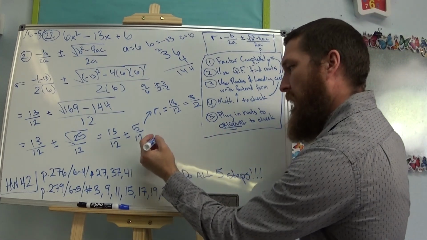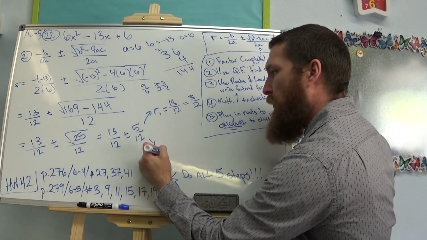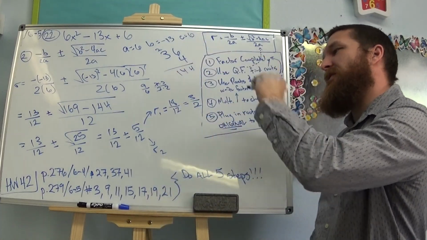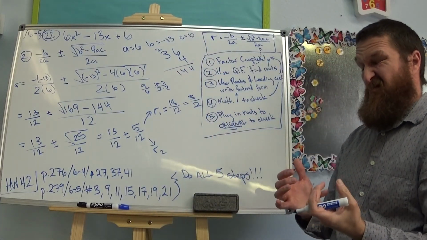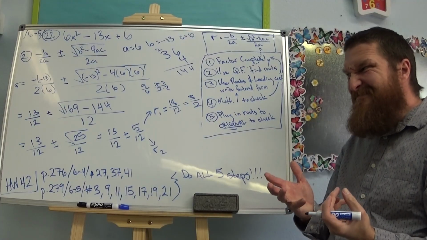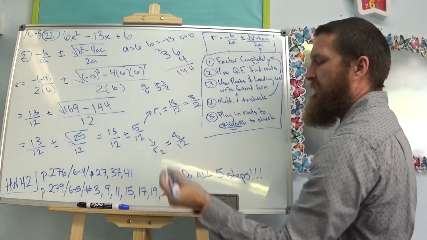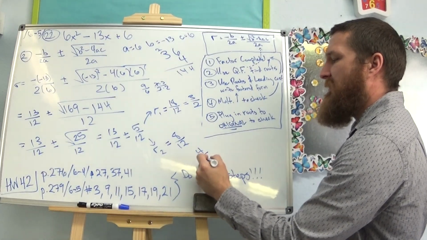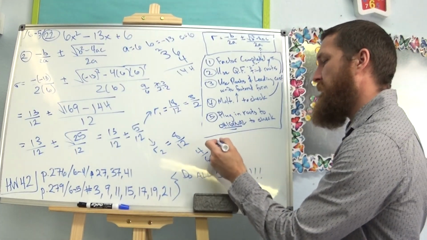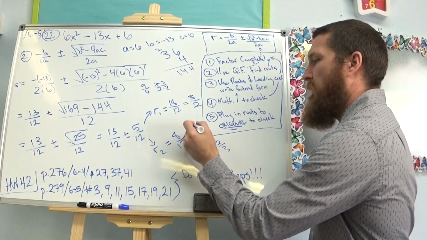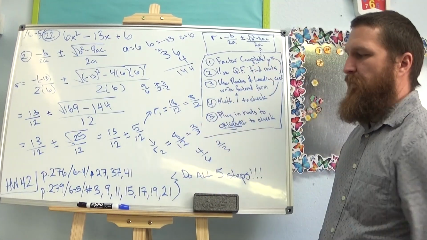Yeah, okay. And then R2, 13 minus 5 is, what is that, 8? 8. So 8 twelfths. Half of that would be 4 sixths. Half of those would be 2 thirds. So 2 thirds.